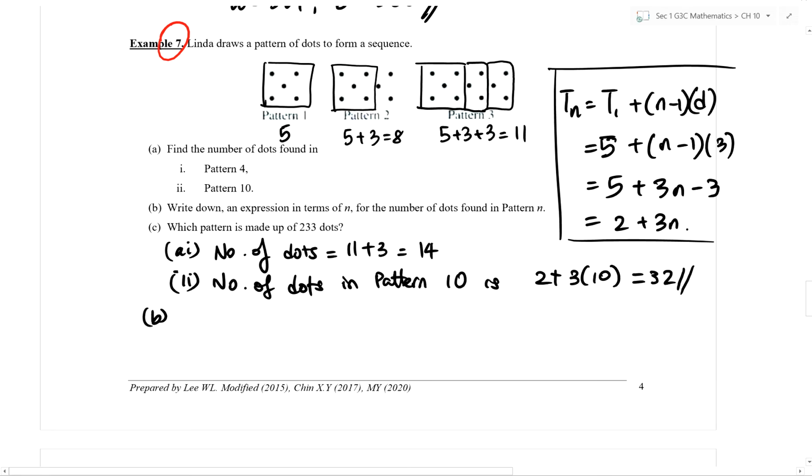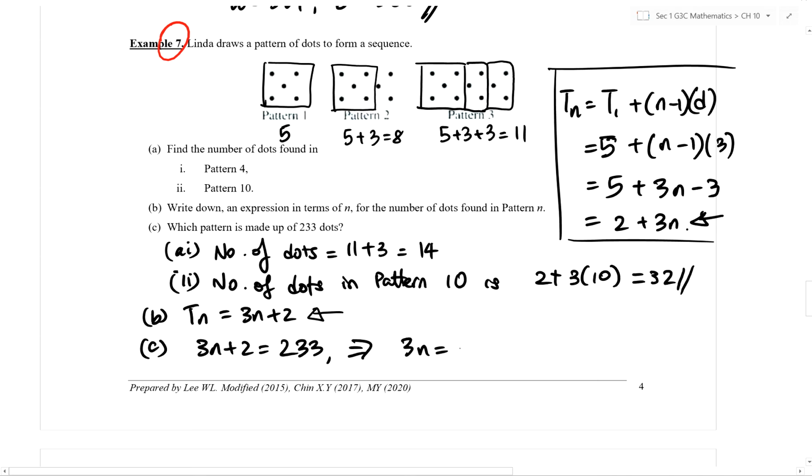Then in part B, we've already found our answer from this working over here. So we'll just copy down Tn is equal to 3n plus 2. Followed by part C, which pattern is made up of 233 dots. So we're going to reverse this formula over here. When 3n plus 2 is equal to 233, we will end up with 3n equal to 231. n equals 77. In other words, pattern number 77 has 233 dots.